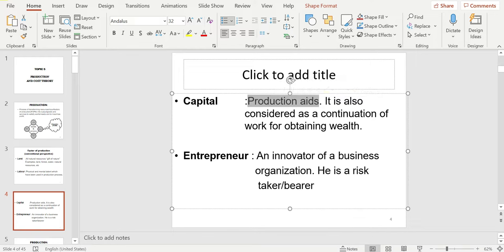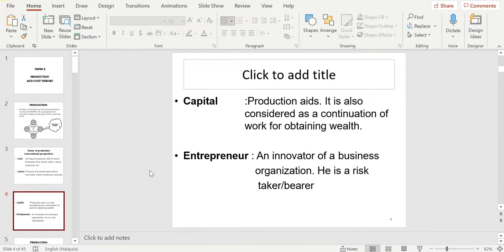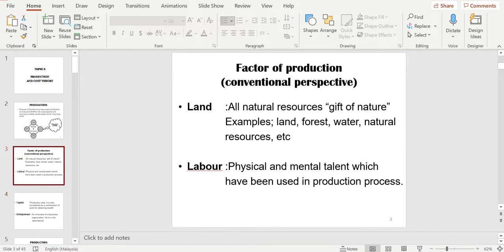Next we have entrepreneur. An entrepreneur is an innovator of a business organisation. Simply put, they are the businessperson who knows how to produce goods and services. The role of the entrepreneur is to manage the other factors of production, which are land, labour and capital. They utilize them through their knowledge, and they are the one who knows precisely how to produce goods and services. For example, like I said before, if we want to produce banana fritters, right?